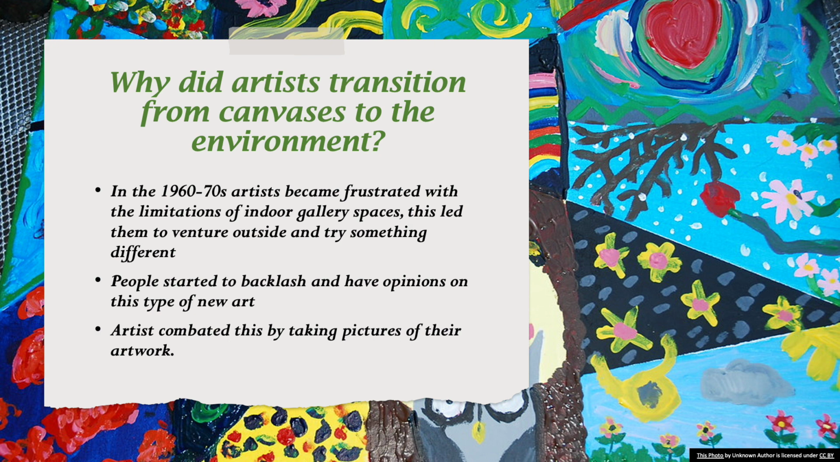People started to backlash and have opinions on this new type of art. People started to think that they had a right to go see it in a gallery, and if they had to travel for it, that just wasn't fair to them. But artists didn't really care about this, but they did start to take pictures of their art and show their audiences their art that was out in a field or wherever they were working. Pictures were taken to show the process of the art and the final piece itself.